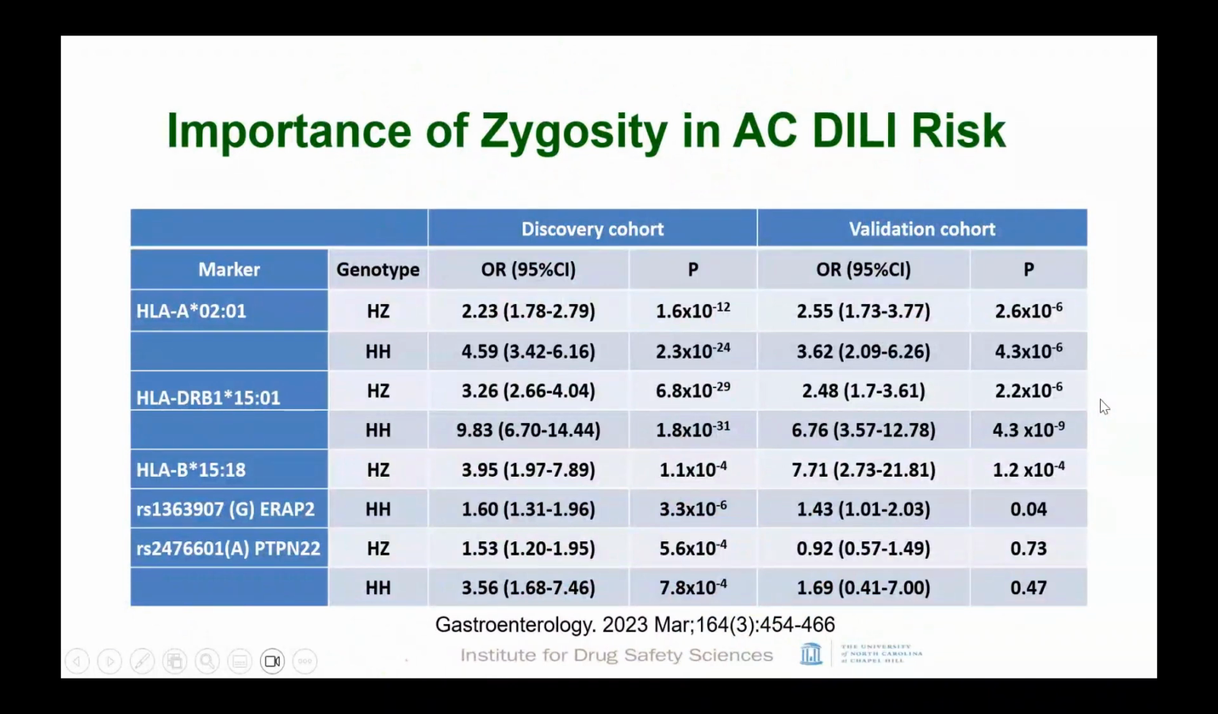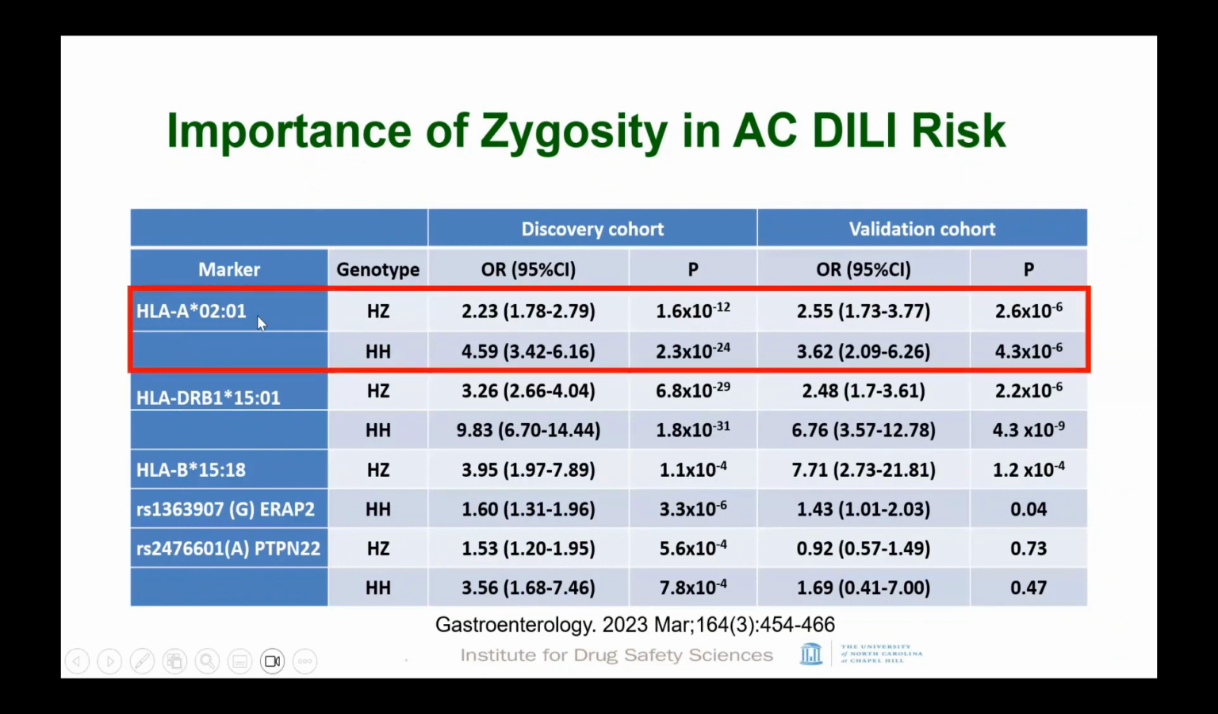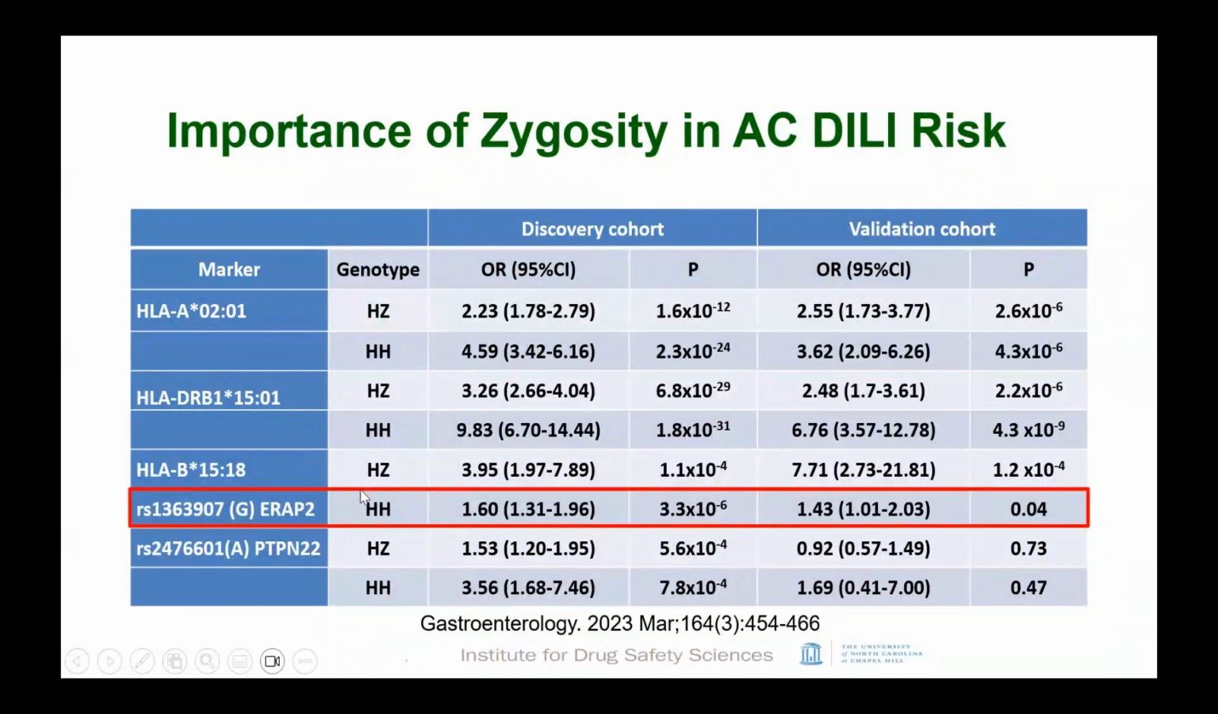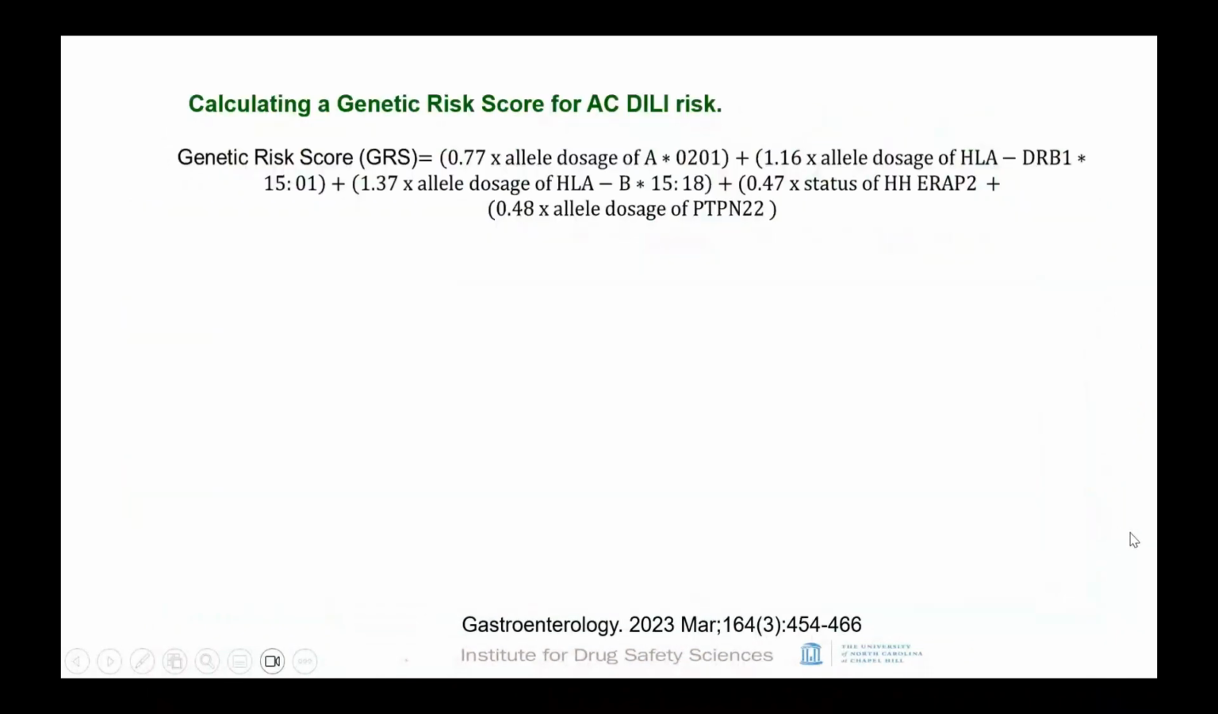And one of the things we pointed out, which may be obvious, is the importance of zygosity. For instance, with the major class 1 HLA allele, your odds ratio or risk is doubled if you're homozygous versus heterozygous. This was also true for the class 2 1501, but interestingly was not true for ERAP2, and we have some additional observations that support this fact, that it's homozygosity that is the important thing. And what I'm showing you here is the discovery and validation cohort results.